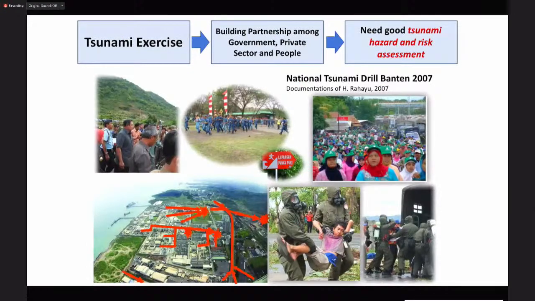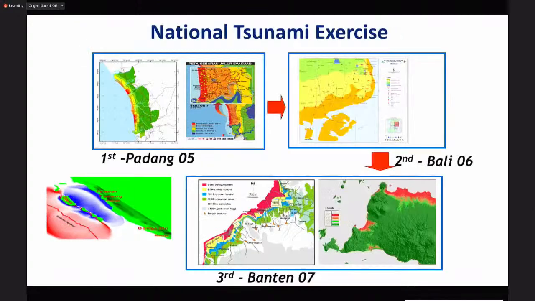For example, back in 2007, I was the national coordinator for the national tsunami drill. This is a kind of test of the tsunami warning system of Indonesia. The tsunami exercise actually showed the partnership between all the pentahelix, at least the triple helix, the government, the private sector, because this happened in the Cilegon area, which is highly dense with industry, and also people. But to conduct this, we need a good tsunami hazard assessment. Otherwise, we cannot make good plans and all people will be exposed. Just to give you the idea, in talking about the tsunami exercise, this is the role of the hazard assessment for the exercise itself, here in Padang, and also in Bali, as well as in Banten, Cilegon.